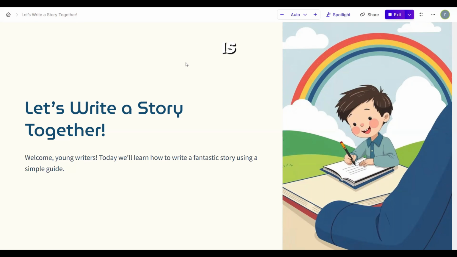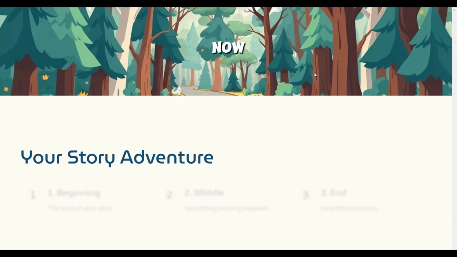Writing a story is like going on an adventure. You can make anything happen, but you need to follow a map. Let's learn how to create that map. Now, there are 3 steps to writing a story.